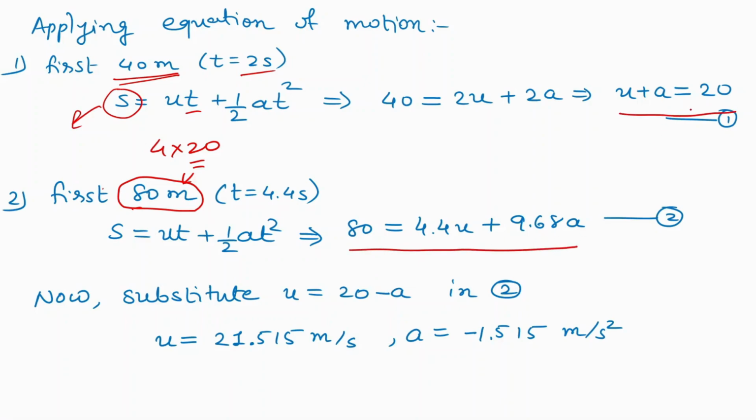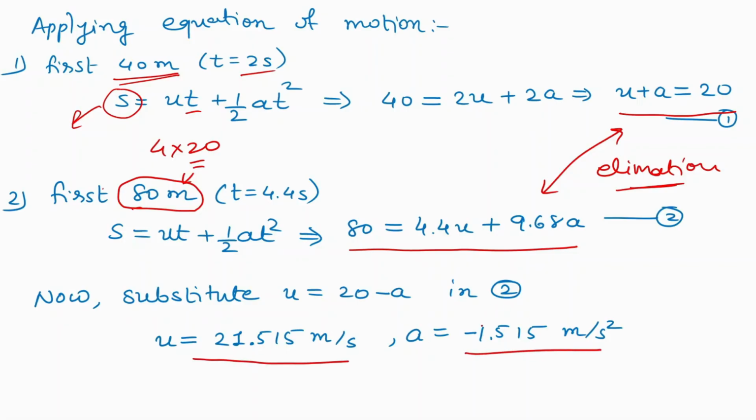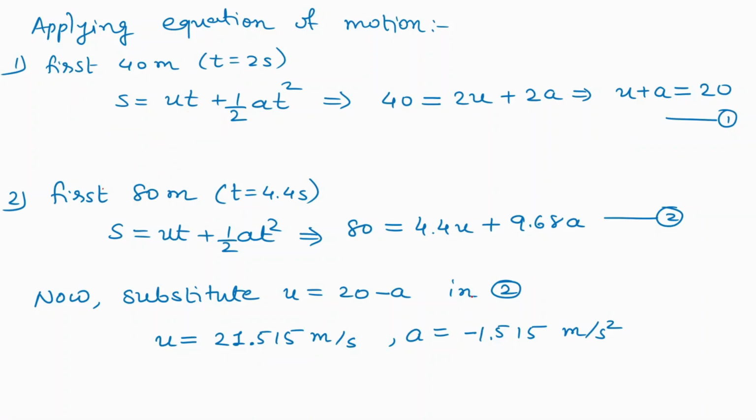So we have two unknowns and two equations. We can easily apply a mathematical operation, the elimination method, and we get the answer for u, and a is minus of this quantity. Here is another indication: the train is decelerating.